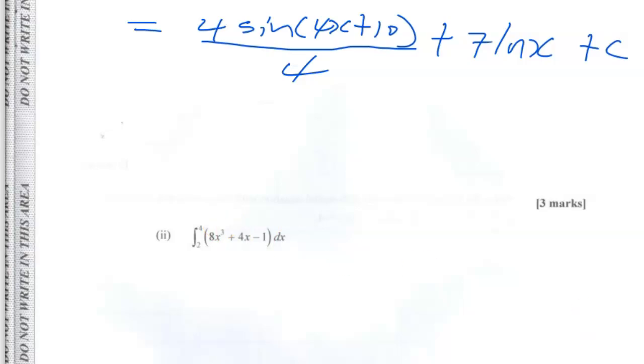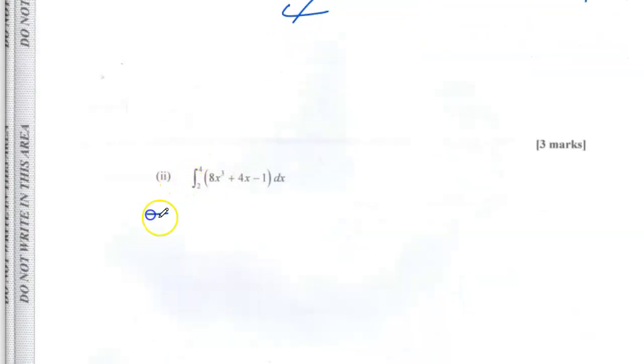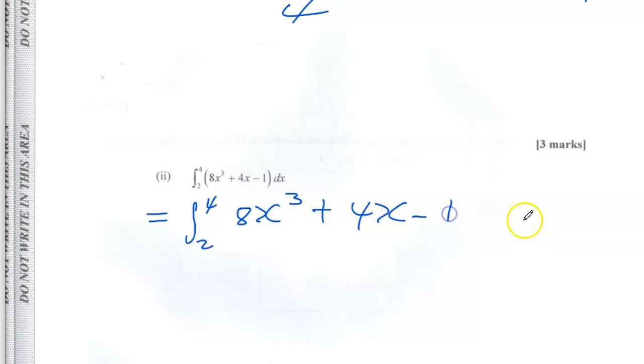Integrate between two limits, 4 and 2, so no need for a plus c. So let me write it properly. The limits 4 and 2, 8x cubed plus 4x minus 1 dx. Alright, to integrate, the rule is add 1 to the x power, divide by the x power.